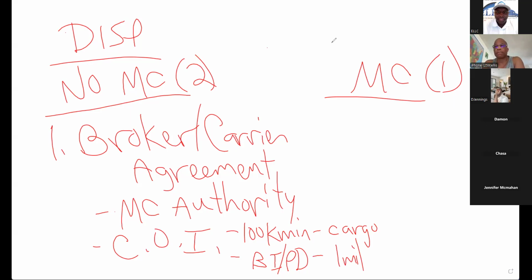Not only will you need it, but they'll tell you if you're doing an oversized or overdimensional load and you want to be the carrier. The person who's transporting or issuing that shipment will let you know the requirements. Most oversized and overdimensional loads have a cargo requirement beyond the 100,000 minimum. It's more like 250. 250. Okay. So that would be the minimum for an oversized load.